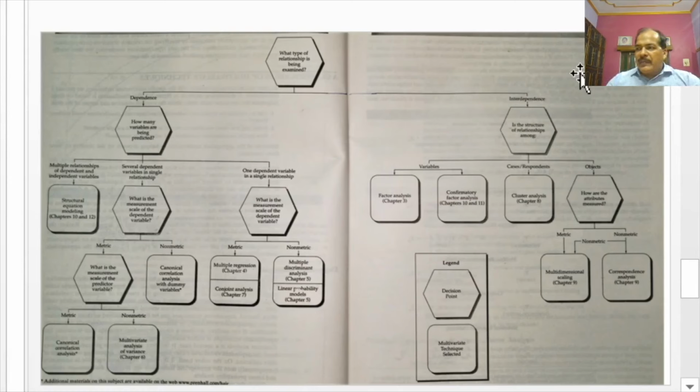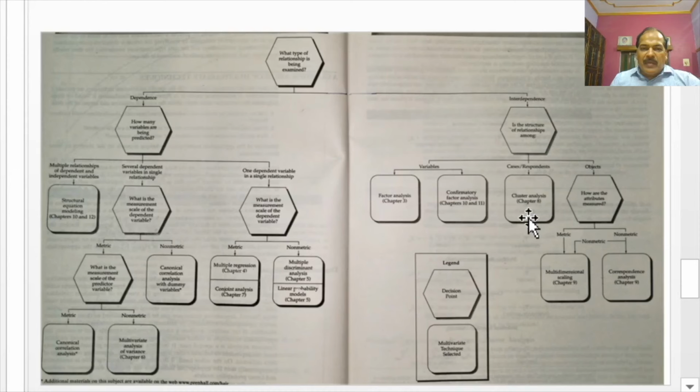If we are looking into the interdependence type of relationship, that is the structure of relationship among the variables, the cases or the objects. If we are studying the interdependence among the variables, we can go for factor analysis and confirmatory factor analysis. If we are interested in identifying the relationship among the cases, we can go for cluster analysis.